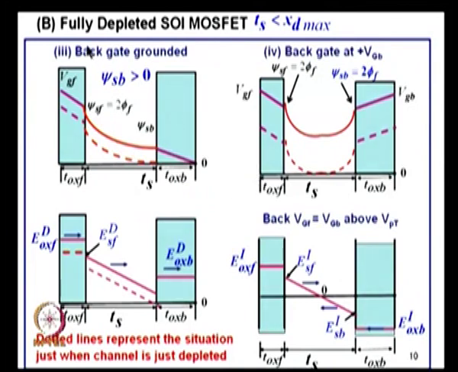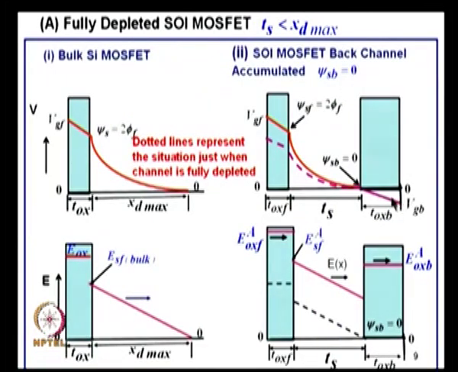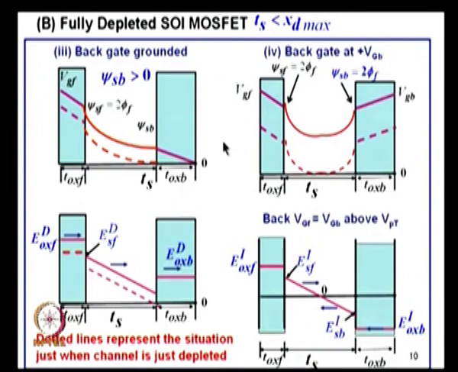Okay. Back channel grounded. See, in the previous case, the back channel was accumulated by applying voltage. This is slightly simpler. I should have taken this first. Anyway, complicated thing finish first, go to simpler things afterwards. Here, I have connected the back channel to ground, no voltage applied. So, as I start applying voltage from the back gate, the depletion layer keeps on moving. Forget about the solid line, observe the dotted line. That is the situation when the depletion layer has completely depleted this channel.